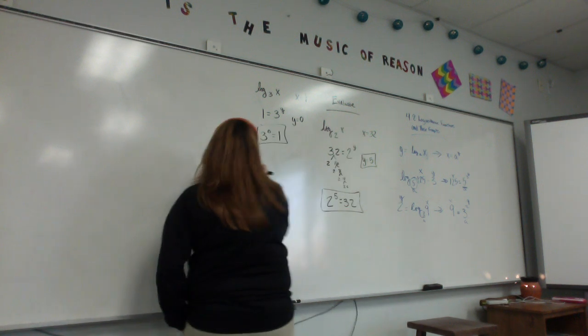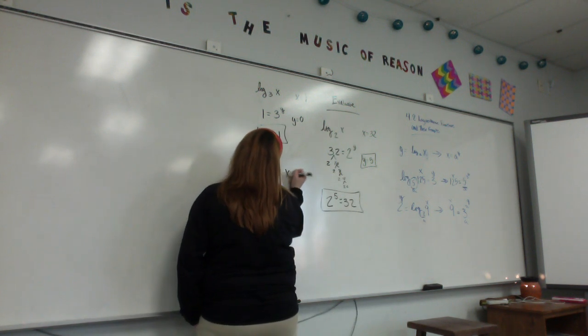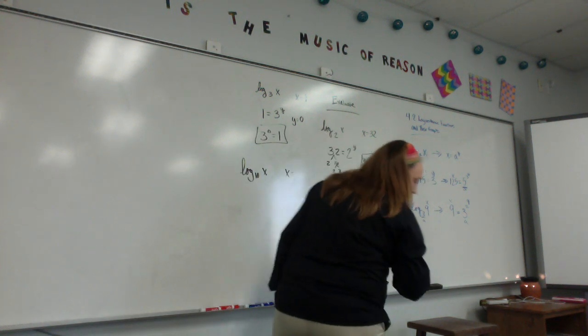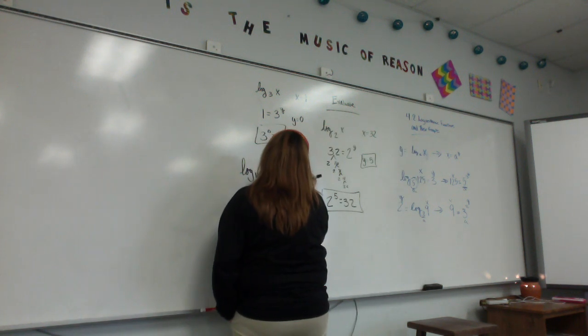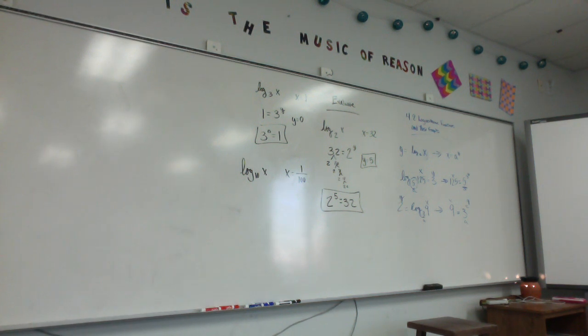What happens if I have this? Log base 10 of x, where x equals 1 over 100. How do I set that up?